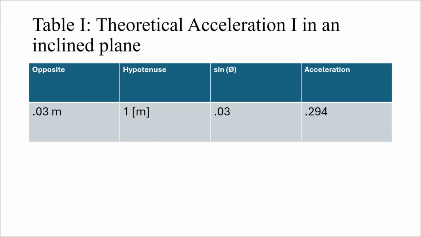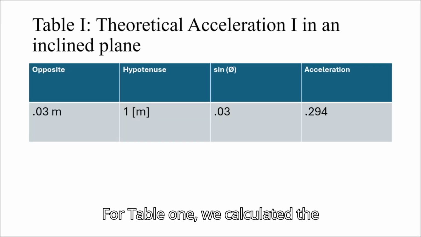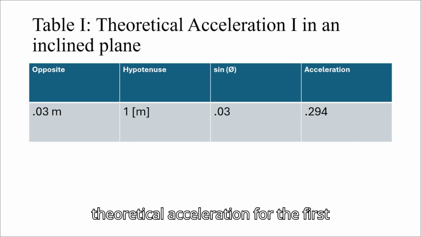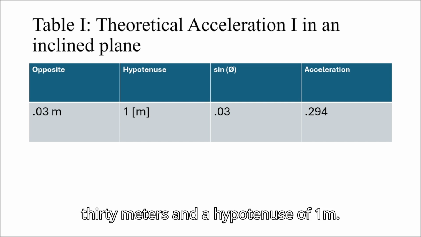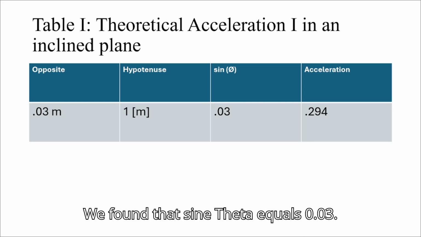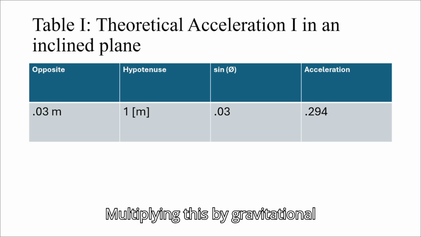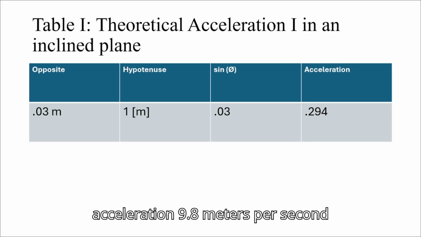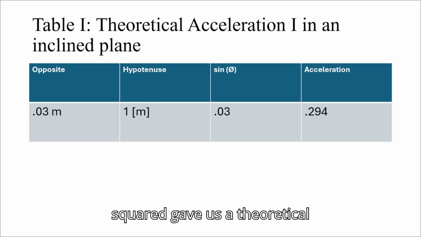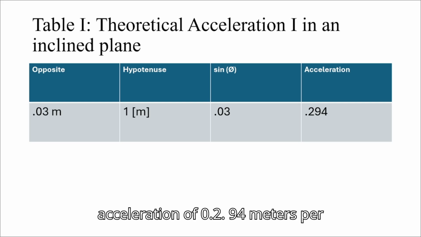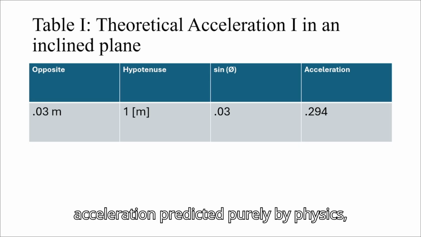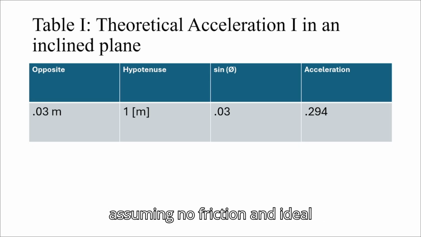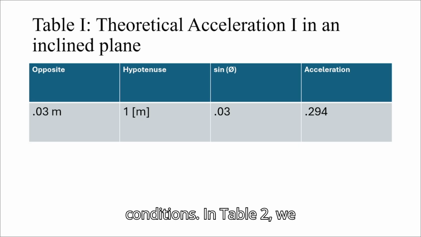For Table 1, we calculated the theoretical acceleration for the first tilt, using an opposite height of 0.030 meters and a hypotenuse of 1 meter. We found that sine theta equals 0.030. Multiplying this by gravitational acceleration, 9.8 meters per second squared, gave us a theoretical acceleration of 0.294 meters per second squared. This value represents the acceleration predicted purely by physics, assuming no friction and ideal conditions.